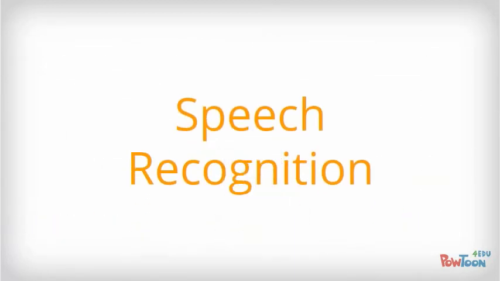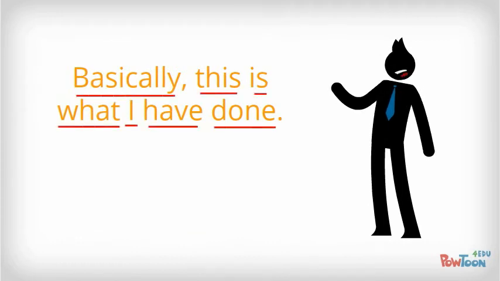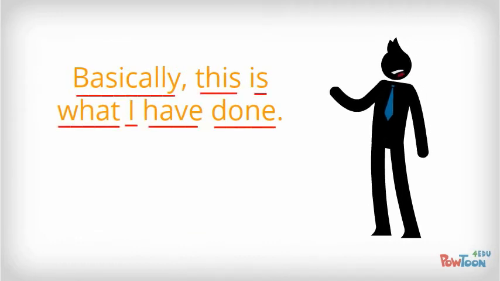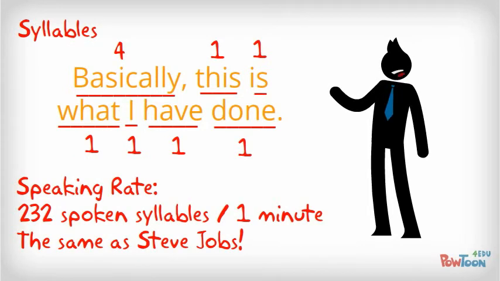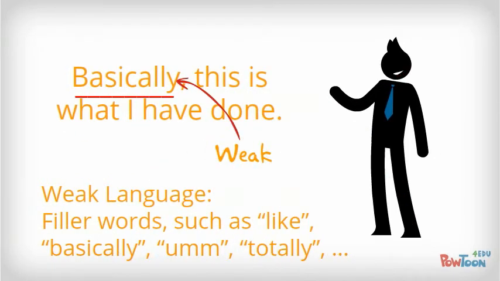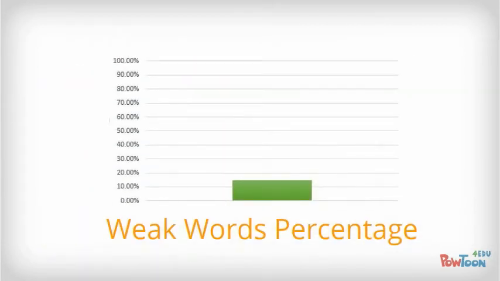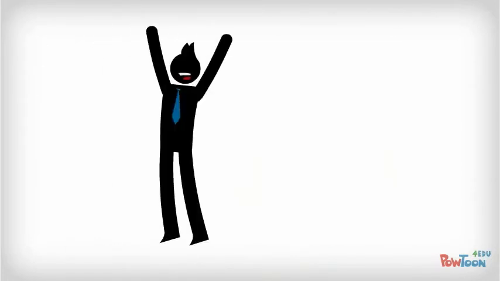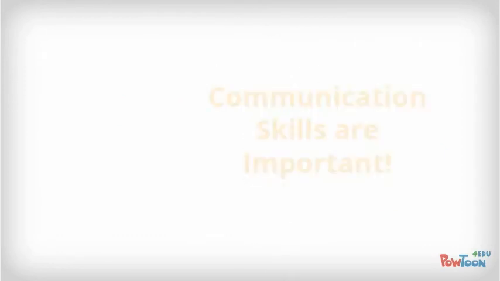The other aspect of conversational intelligence is speech recognition. The system extracts words from the interviewee's speech signal according to the pause between them. It counts how many syllables there are and computes the speaking rate. For each word, the system determines whether it belongs to weak language by searching the word in the complete weak language dictionary. It provides the percentage of weak words used during the entire interaction. The interviewee can improve their communication skills by studying all the feedback.